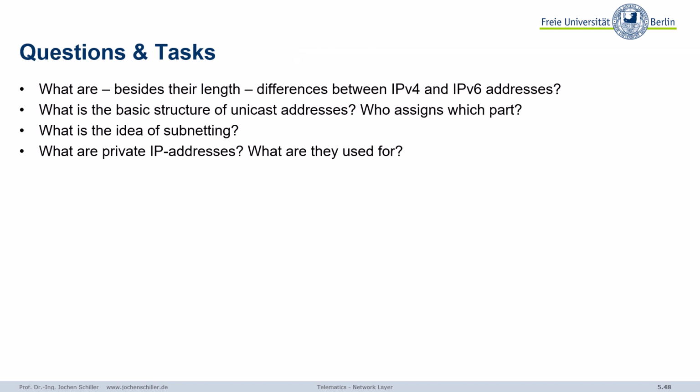So we are at the addresses. What are the differences beside the length? That's quite obvious, but what are the real differences between IPv4 and IPv6 addresses? We saw the basic structure of unicast addresses and who is responsible for which part when you assign an address. So who does this? We also saw the idea of subnetting. So we have network, host, and why now subnetting? And we've seen that for both 4 and 6, we have something like private IP addresses. Why do we need them? Do we need them? What is the idea of private addresses?